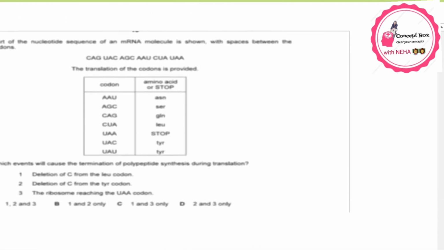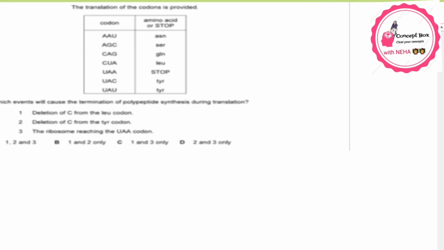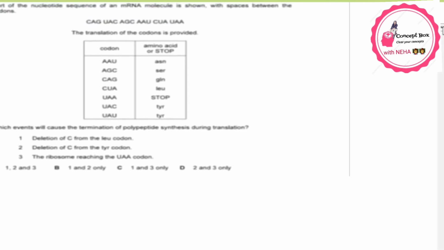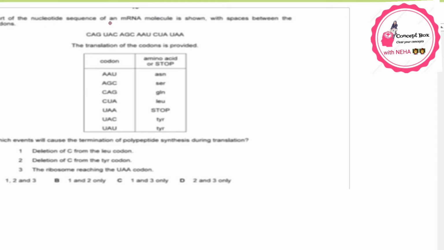Okay, next question is, some codons are written here. Part of the nucleotide sequence of mRNA is shown, which is written with spaces between the codons. So here some sequences are written and spaces are there, and the codons and amino acid names are there. And you have to identify which one will stop the reading, or which one will act as the termination of the polypeptide synthesis.